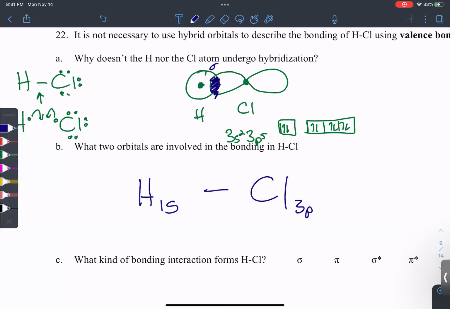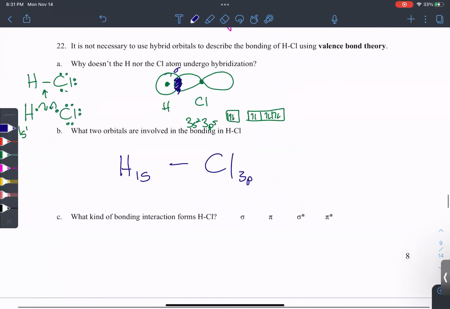Okay. So what kind of bonding interaction is HCl? We already know it. It's sigma. Yes. There is no such thing as pi star and sigma star in valence bond theory. That's only in MO theory, because stars mean anti-bonding. That's a wave nature of electrons. So those are valence bond theory examples that only need atomic orbitals. Only need atomic orbitals, so s, p.